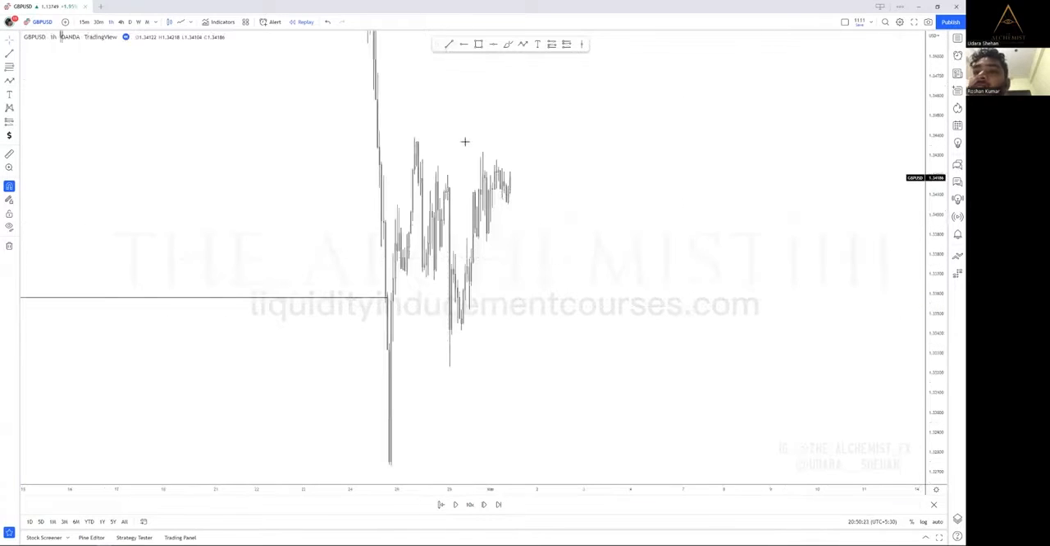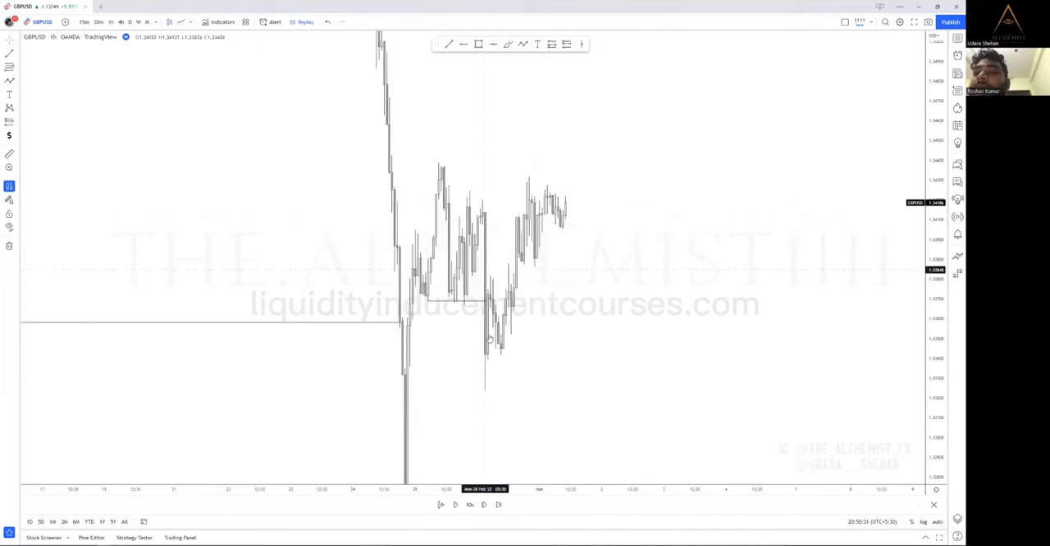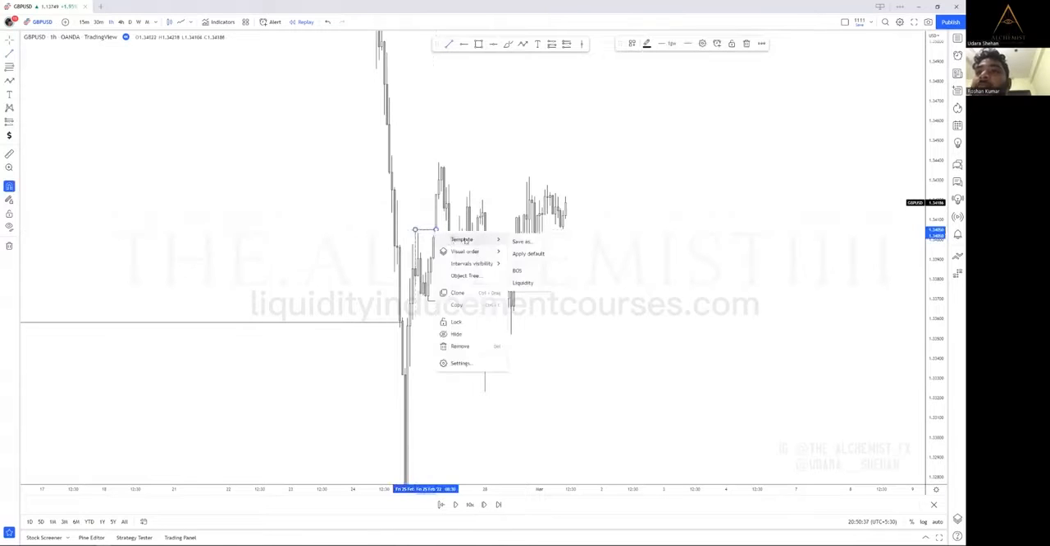That's the formation of a strong high. Strong why? Because the structure was broken here, not with these wicks, but once we got a body closing here. So only with this closing do we consider this to be a breakout structure. Then this turns into a strong high because liquidity was also taken out before the breakout structure.